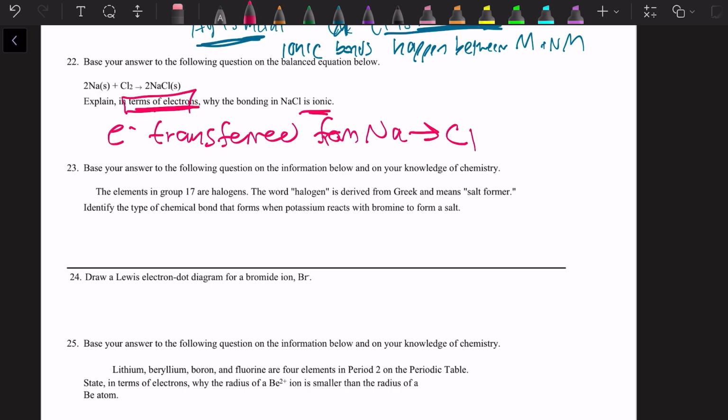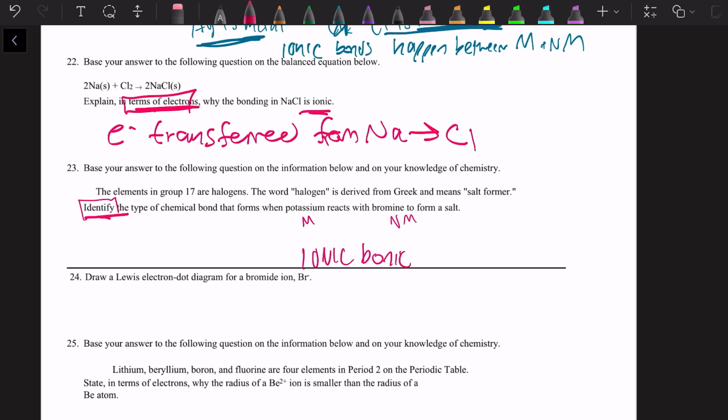Number 23, identify the type of bond formed when potassium, which is a metal, reacts with bromine, which is a nonmetal, to form a salt. Now, if it says identify, literally write 1-2 words. We don't want to read essays. When you have a metal and a nonmetal, that is an ionic bond. Literally 2 words. If you just wrote ionic, that would have been perfectly fine as well.